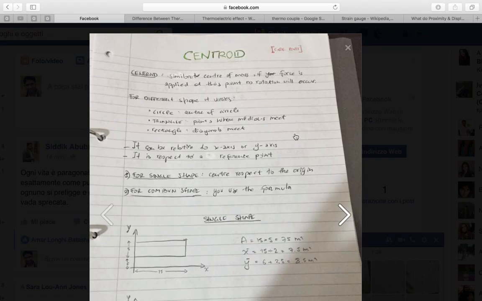So in this video we'll cover solid mechanics. In particular we'll cover centroid. Centroid is similar to the center of mass, and if a force is applied at that point, then no rotation will occur. So it means that at that point, at the centroid, no rotation will occur.